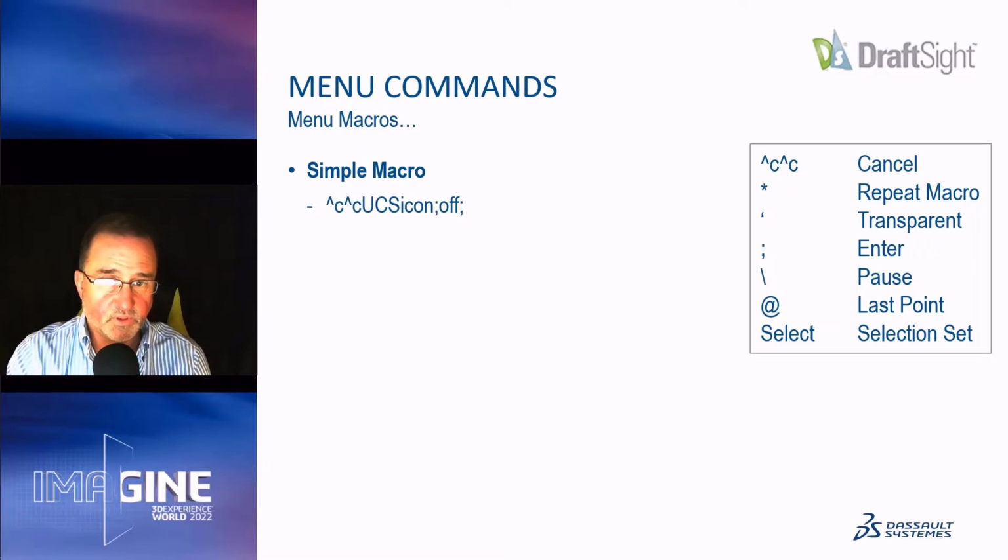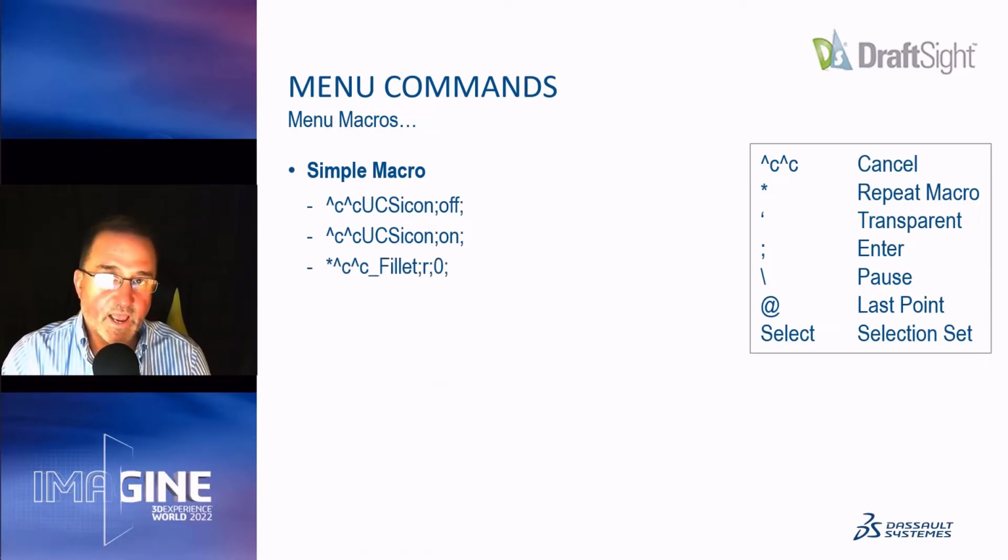So then we type the command, and you'll notice I can use a semicolon, which is the same as an enter. We could use a space, which is also the same as an enter, but my personal preference is to use a semicolon, because if I'm using a space, it's difficult to tell if I have one or two spaces in that macro. Now, the second one I have here is if I want to turn the UCS icon back on, simply UCS icon, semicolon, on, semicolon.